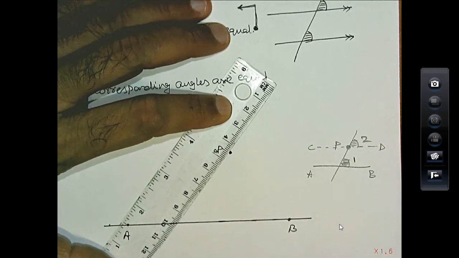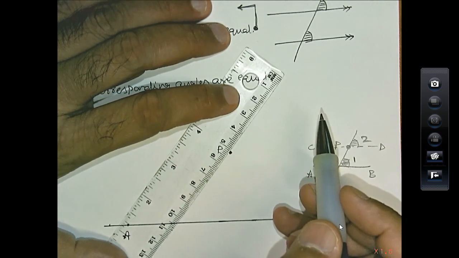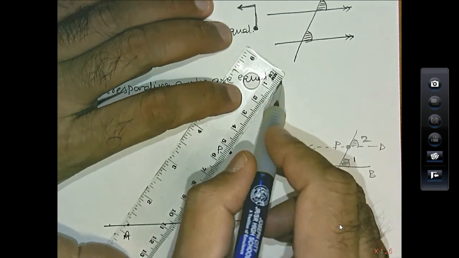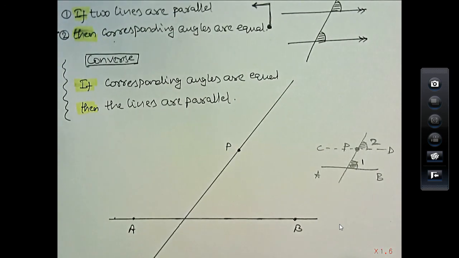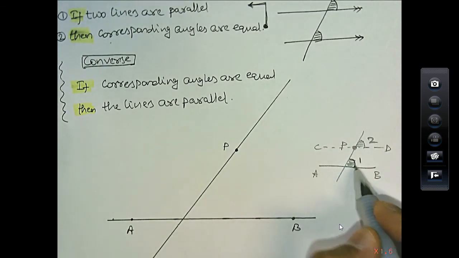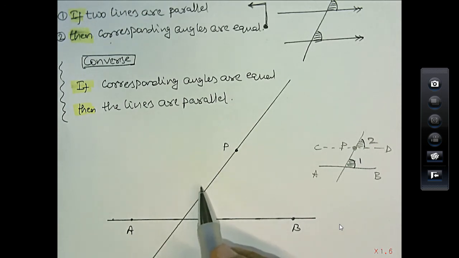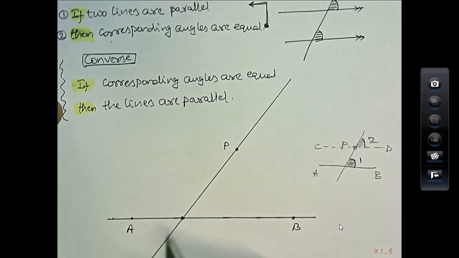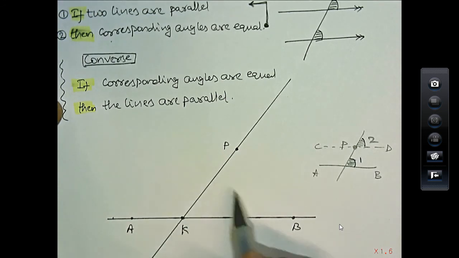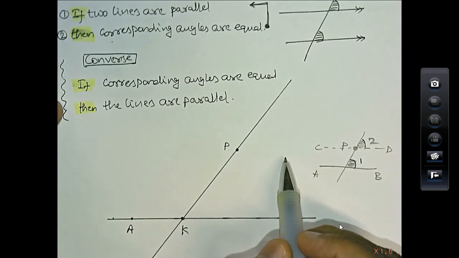So let me draw a line segment. That's my transversal. So a transversal is drawn. Now the task is, you see that angle 1 and angle 2, if the angles are equal, then the lines are parallel. So I have to use my compass so that the same angle, like angle PKB, is constructed so that these two angles are equal.